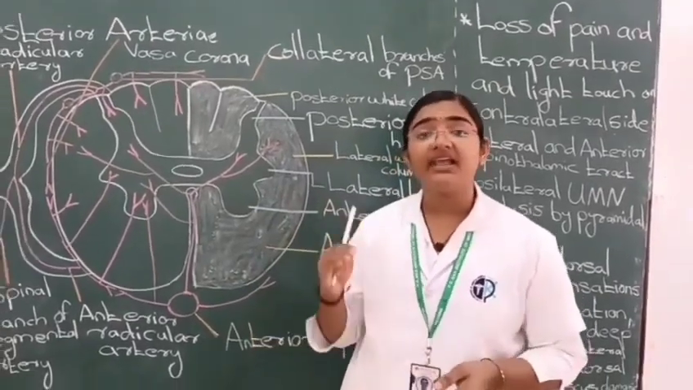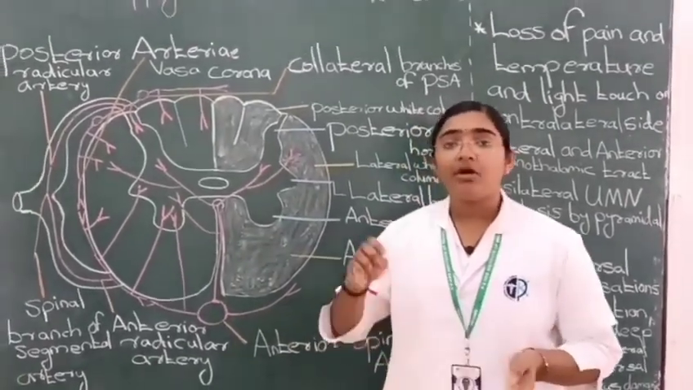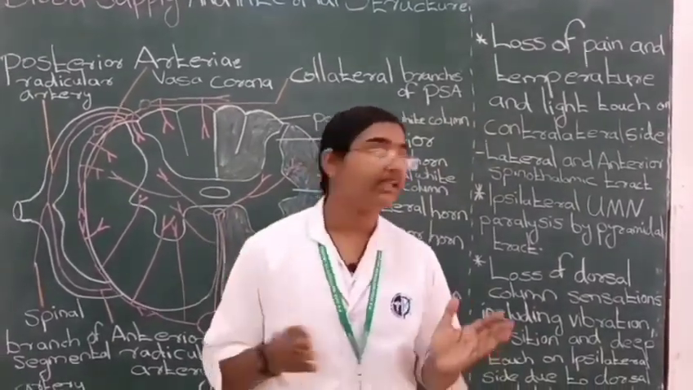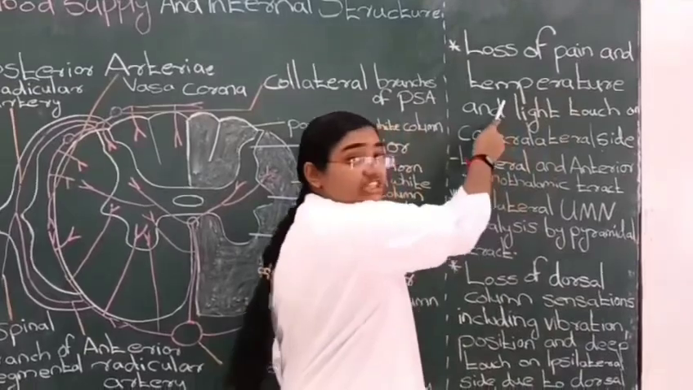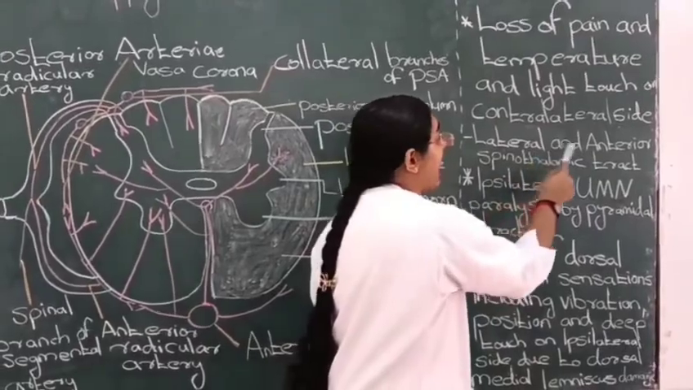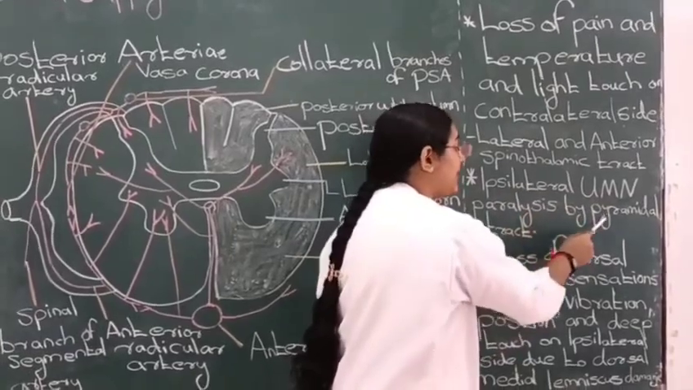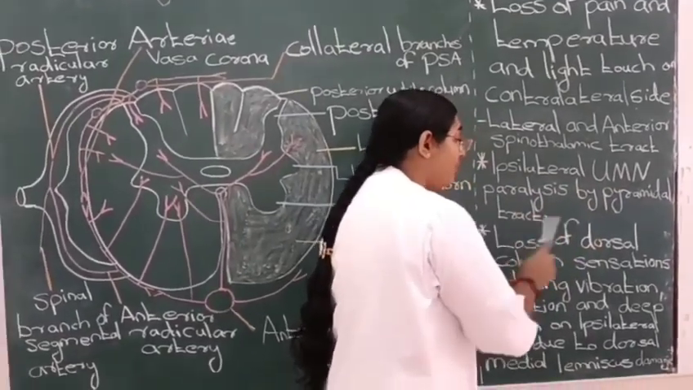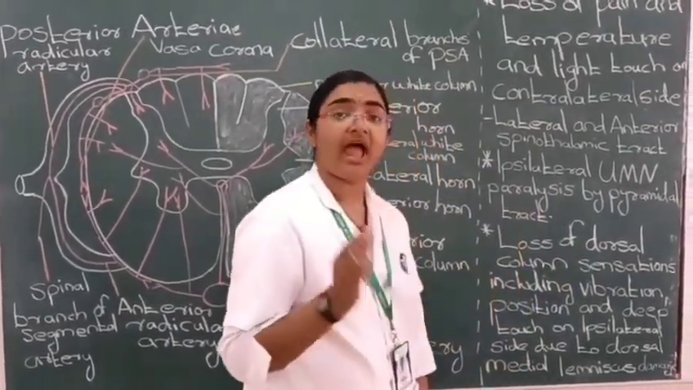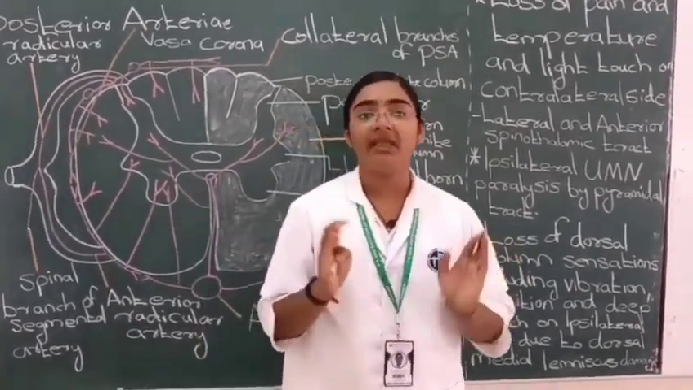Then we discussed the clinical importance of the spinal cord. Which are they? The first one is Brown-Sequard syndrome. Among the features, those below the level of lesion have greater importance. Which are they? The loss of pain, temperature and light touch on the contralateral side due to transection of the lateral and anterior spinothalamic tracts. Then ipsilateral upper motor neuron paralysis by pyramidal tract damage. Then the loss of dorsal column sensations. Which are the dorsal column sensations? Vibration, position and deep touch, on which side? On the ipsilateral side due to damage of the dorsal column medial lemniscus pathway.